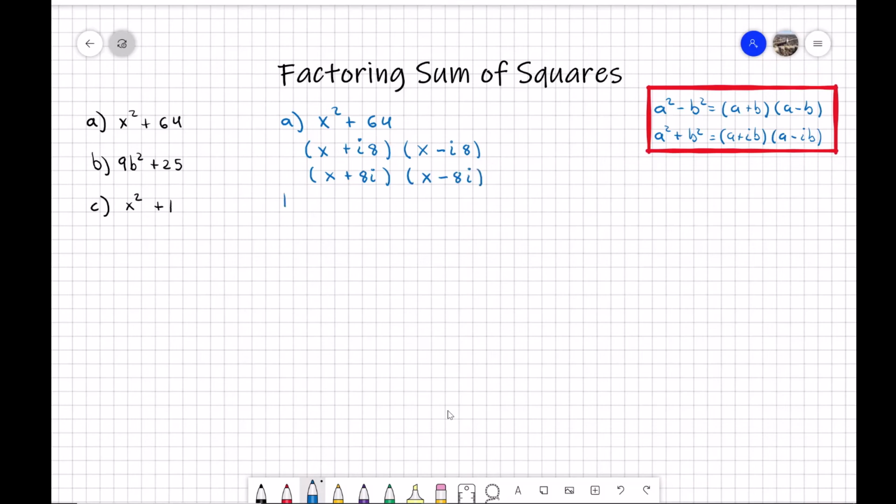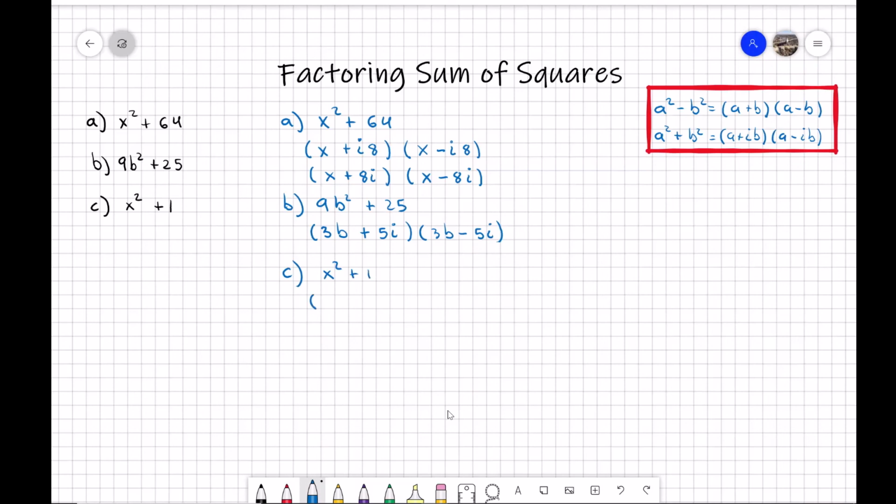So now for b, again the same thing, we have 9b squared plus 25. So we're gonna have 3b plus 5i times 3b minus 5i, right? And then finally c, we have x squared plus 1.